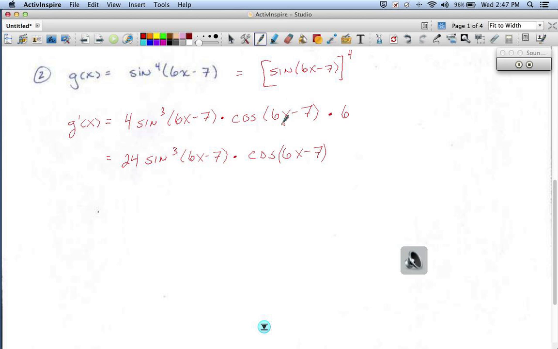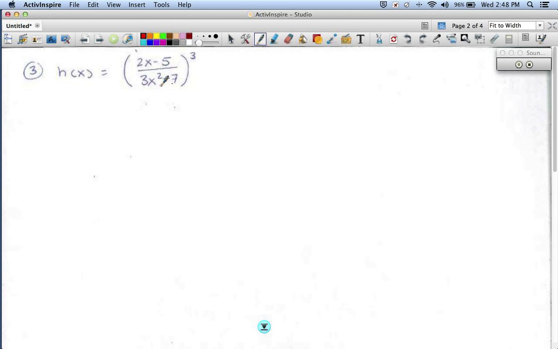Okay, notice the angle does not change. 6x minus 7 is consistent throughout this problem. Our angles cannot change, but when we take the derivative of the angle, of course, that'll be multiplied to the end. Moving on to number 3. This clearly has a quotient rule involved, and we got a cubic, a quotient, this inside of the cubic. So again, chain rule will be applied.